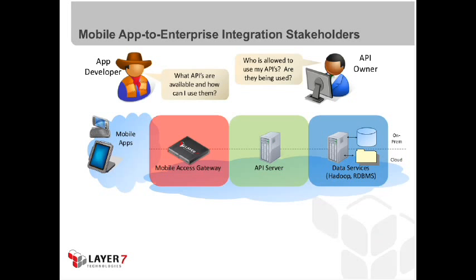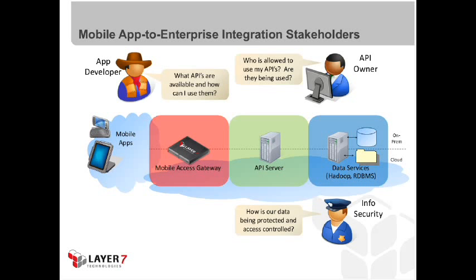Secondly, the API owners themselves. They want to be able to control the access, and not only control the access, but also monitor the access, see the usage patterns, and collect data in order to monetize and really get the benefits out of the APIs that are available, as we illustrated earlier. Information security, as I said before, security is the number one concern around opening up the enterprise to the mobile world. So how are we protecting the data? How are we controlling access to the data? Those questions need to be answered.